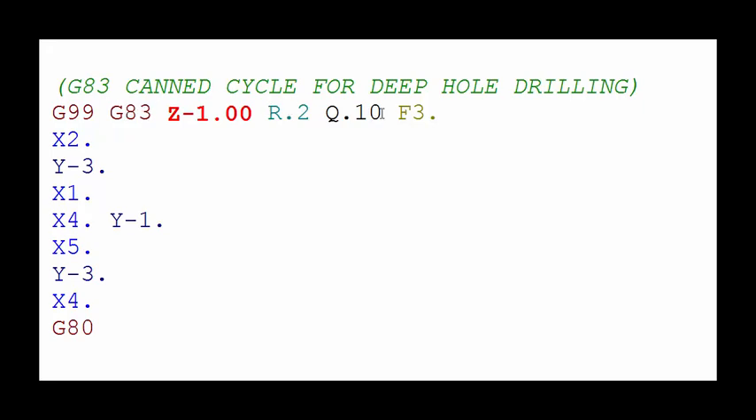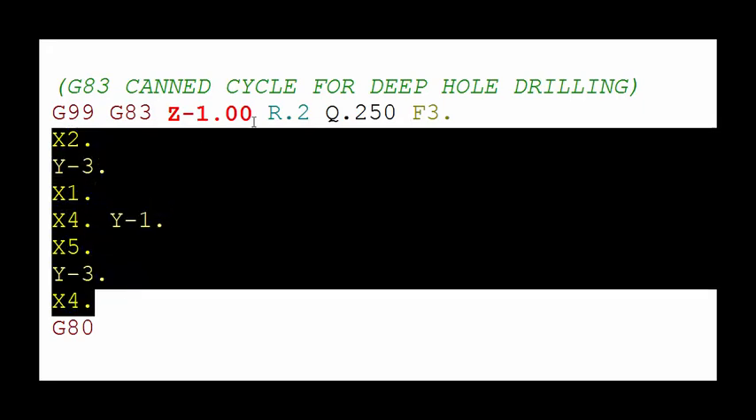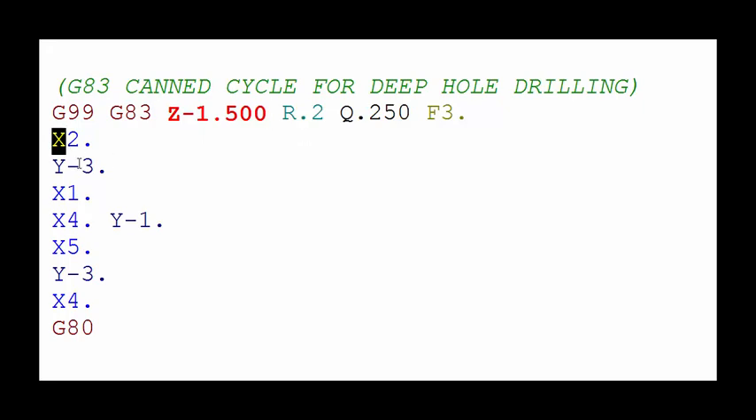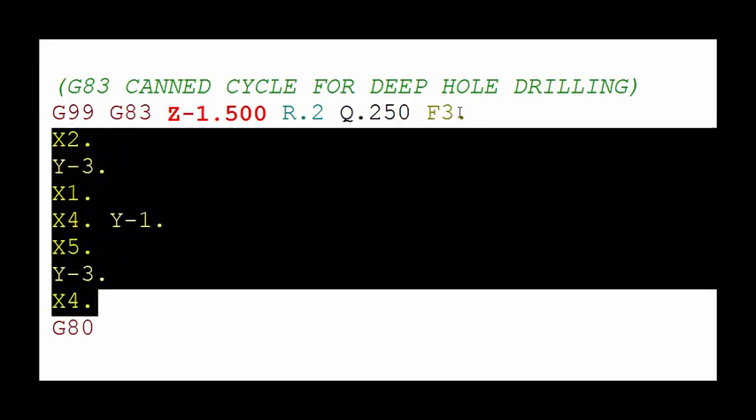Now the peck is controlled by the Q value right here. Right now that is set at 100 thousandths, but if you wanted to peck at 250 thousandths, then it's just that simple. So every hole, every location where it's going to drill this -1 inch deep hole, will be pecked at 250 thousandths. Now if you needed to change the depth to 1 inch 500, then it's just that simple to update every hole. Every location that you see right here will be updated to these numbers.